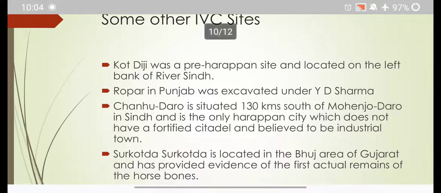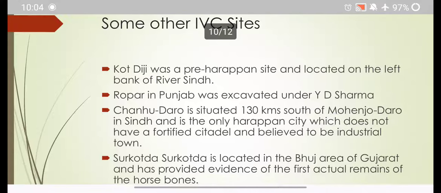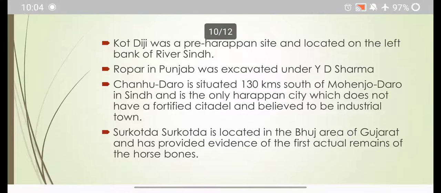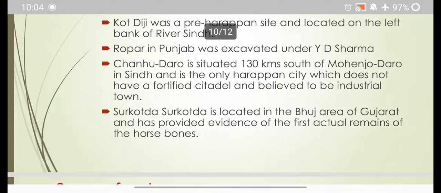And then let us see some of the minor sites of the Indus Valley civilization. Others: Kot Diji, a pre-Harappan site located on the left bank of River Sindh. And then Ropar in Punjab, which was excavated under Y.D. Sharma. And next is Chanhudaro, which is situated 130 kilometers south of Mohenjo-daro in Sindh. And this is the only site which does not have a fortified citadel.